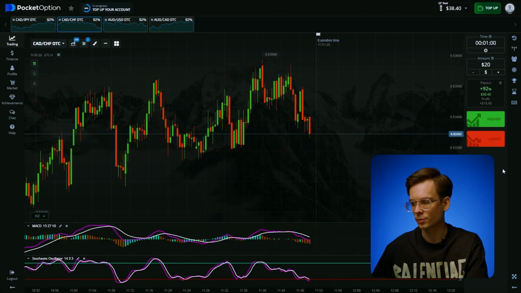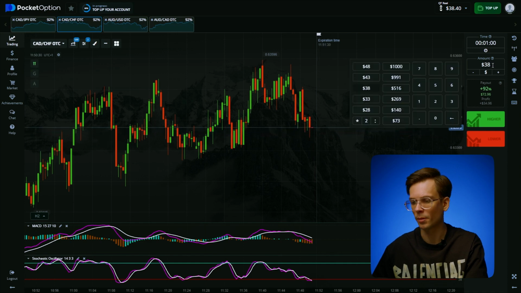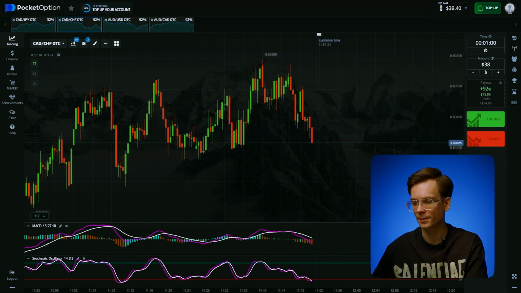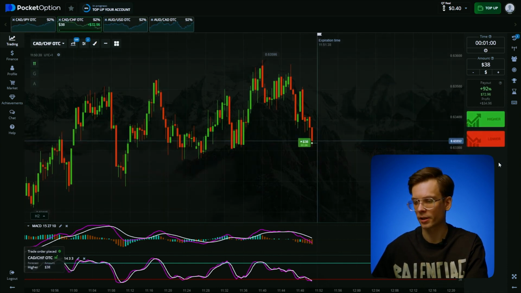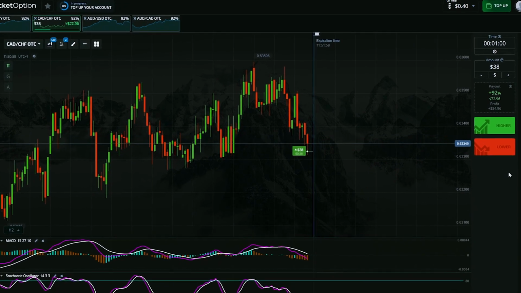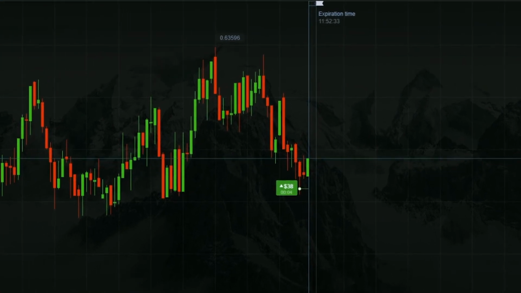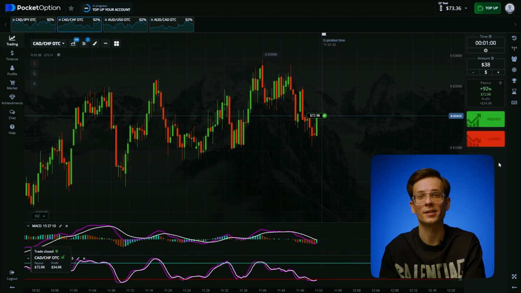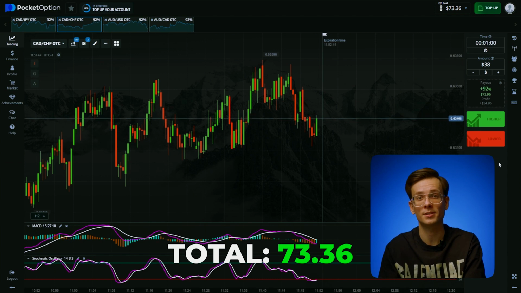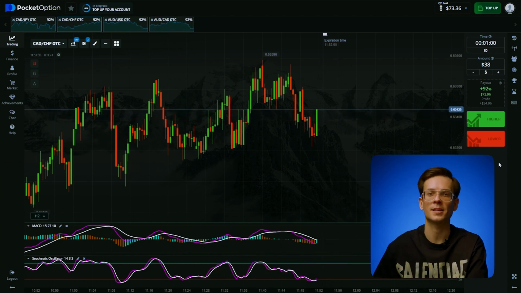Moving on to the Canadian dollar and the franc. I'm bumping up the investment to $38. Let's go for higher. I entered the trade after a strong bearish push, anticipating a rebound, plus the stochastic lines started dipping into the oversold zone. This is how I prefer to close trades. The deposit is now up to $73, which is great news. Let's keep it rolling.